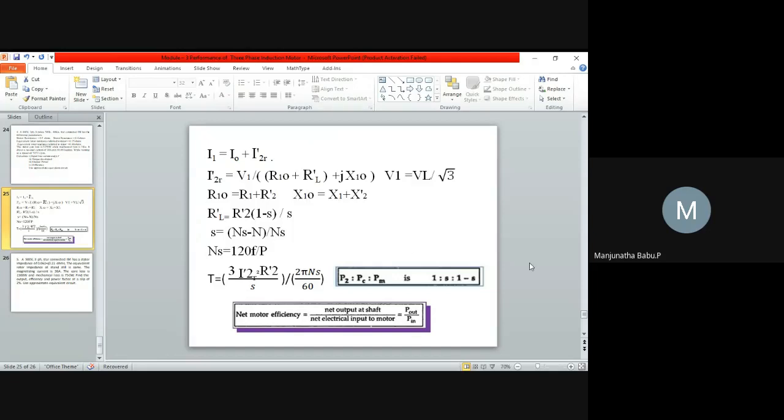Tomorrow, please have graph sheets, compass, pencil, and scale with you. Tomorrow I'll go for the no load and blocked rotor test of a 3-phase induction motor and the circle diagram, the procedure for how to draw the circle diagram. Okay. Yes, sir. Thank you.